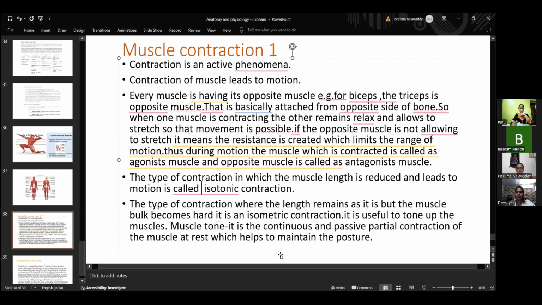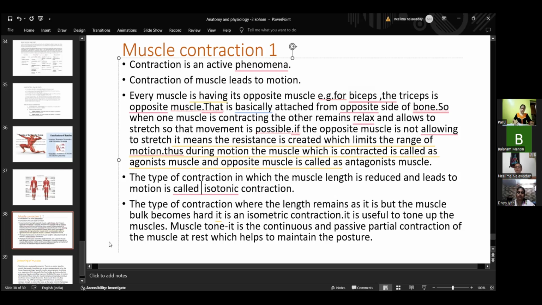Sorry, my internet connection got disconnected. Can you hear me? Okay. Ma'am, now we can hear. In between we couldn't. Okay, yes, because of an electricity outage. Okay. So now the idea of muscle contraction is clear.